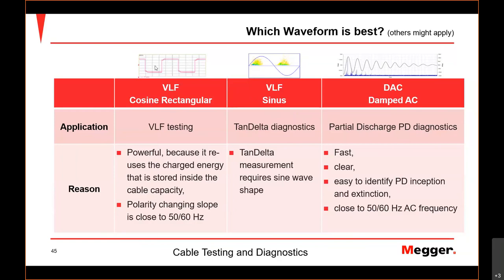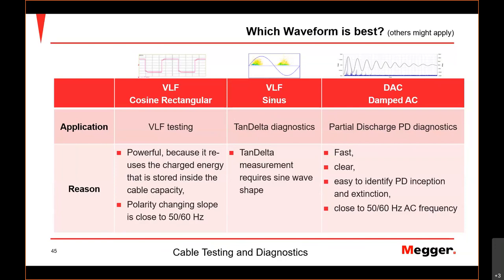Cosine rectangular actually uses a resonance of cable capacity and instrument inductivity to create the polarity change in milliseconds and in a nice cosine wave shape, like in an operational situation. We have a higher voltage here, but okay, so that's VLF cosine rectangular. That is a very nice method for VLF testing. It's recuperating energy of the test instrument, so the test instrument doesn't have to supply the full energy for every cycle. That's why the VLF cosine rectangular can test longer cables. So that's best applied for very low frequency testing.